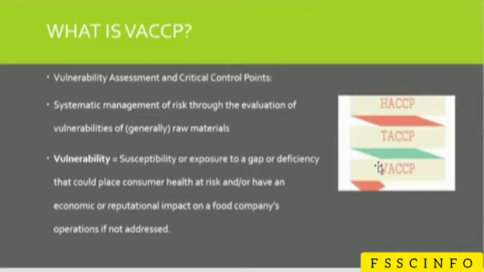Milk is a vulnerable product. It means that you put water in it, and nobody can detect it. Honey is a vulnerable product. It means that you put sugar in it, and a lot of people don't detect it. Okay, so this is what we mean by susceptibility or exposure to a gap or deficiency.